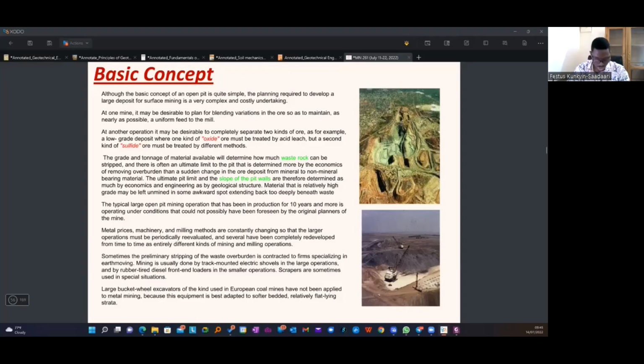So it says that at one mine, it may be desirable to plan for blending variations in the ore so as to maintain, as nearly as possible, a uniform feed to the mill. You remember yesterday we discussed that we have what we call the grade, which tells us the quality or the value of the mineral of interest in the deposit. At some point it might not be uniform across the entire ore body.